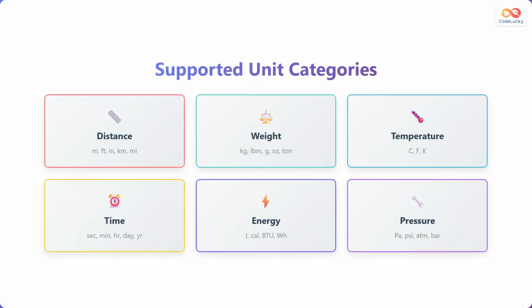The convert function supports a variety of unit categories. Some of the categories are distance, weight, temperature, time, energy, and pressure. For distance, you can use units like meters, feet, inches, kilometers, and miles. For weight, you can use units like kilograms, pounds, grams, ounces, and tons. For temperature, you can use Celsius, Fahrenheit, and Kelvin. For time, you can use seconds, minutes, hours, days, and years. For energy, you can use joules, calories, BTU, and watt-hours. Finally, for pressure, you can use pascals, psi, atmospheres, and bars.